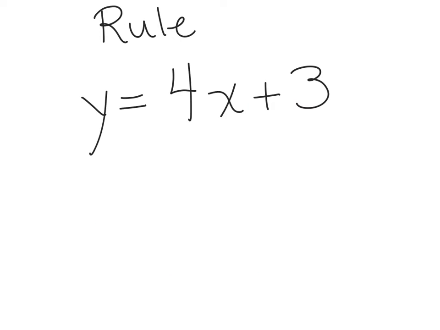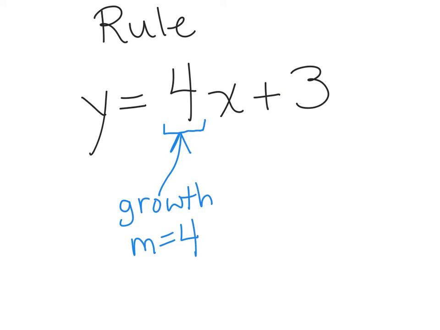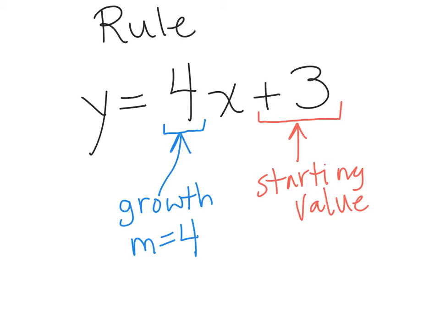So, showing my understanding of growth and starting value in the rule, I'm going to look for the growth as the coefficient of x. So I'm looking right here, and I see that my growth number, my m value, is 4. For the starting value, I look to see what's being added or sometimes subtracted in the equation. So I look here, and that value is the starting value. That tells me my b value is 3.